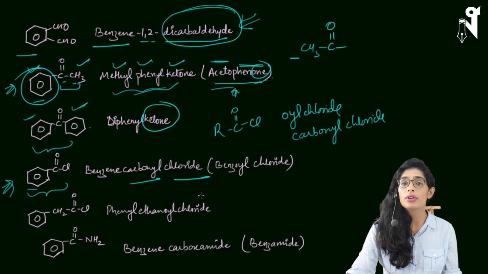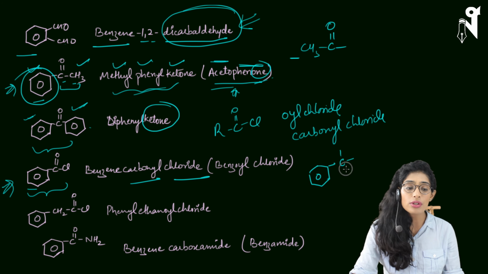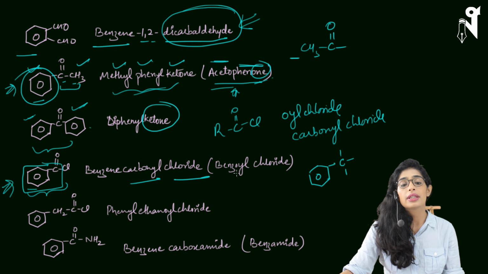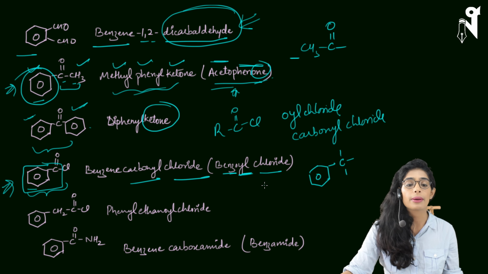There is a common name for it, and I told you what benzo means. This group is benzo. So I have this group present over here. This whole thing will be called benzo, then benzoyl chloride. Oyl chloride represents that you are talking about the acid chloride. So this is the common name, benzoyl chloride.